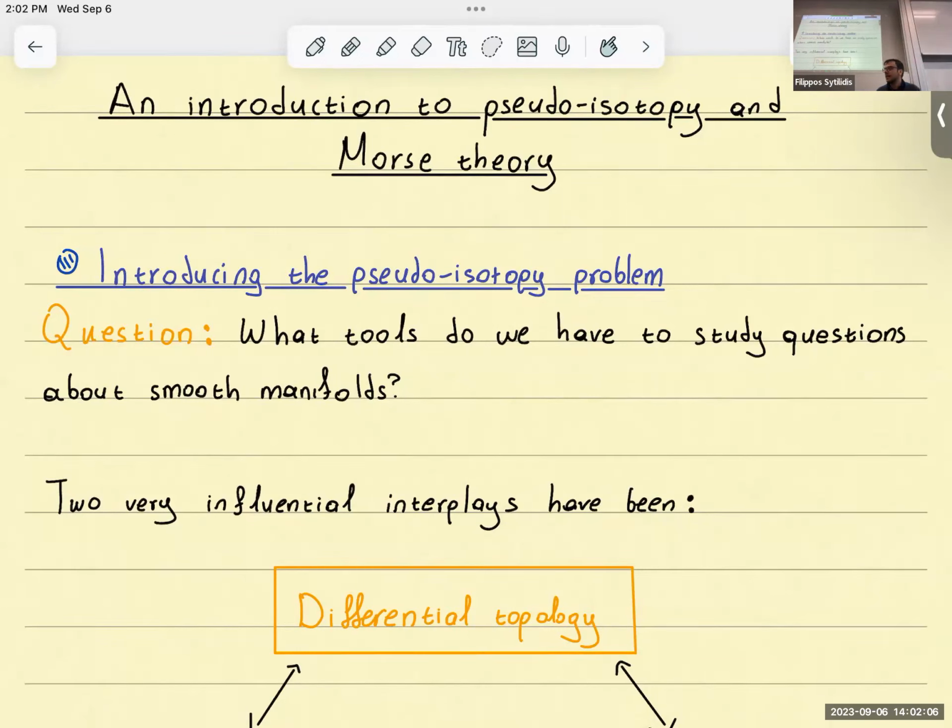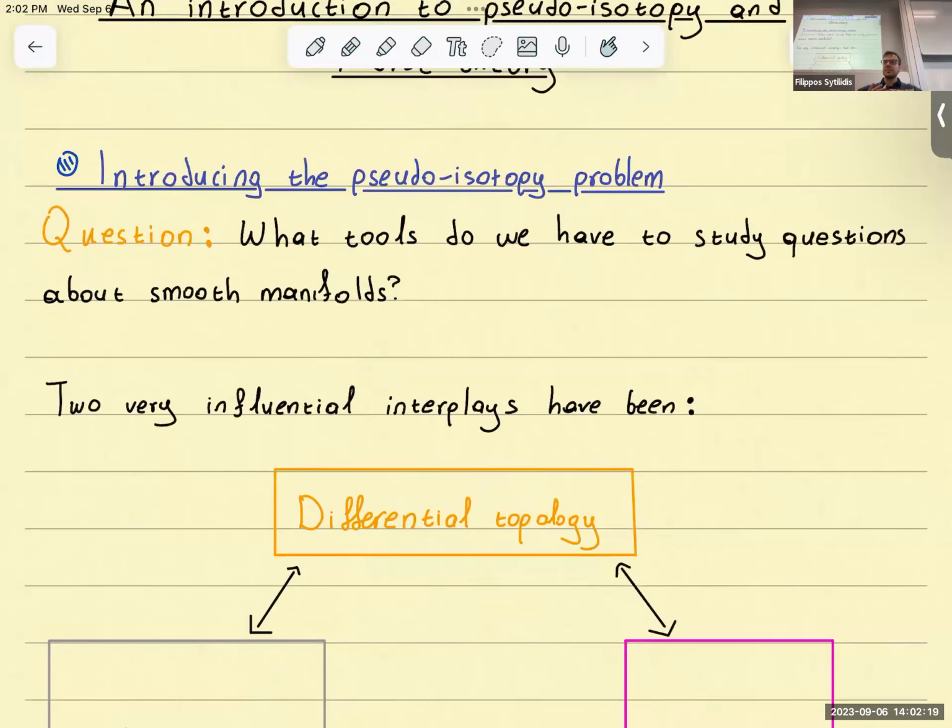Perfect. So what I wanted to talk about is an introduction to pseudo-isotopy and to Morse theory. So I want to start fairly broadly and then specialize as we go on. But the overarching question that I want to start with is, what tools do we have if we want to study questions about smooth manifolds? It's a very, very broad question.